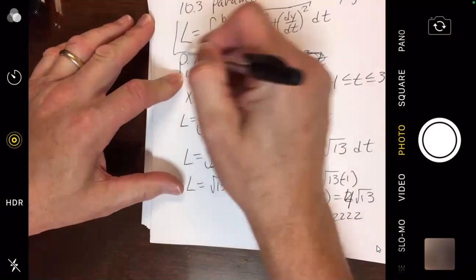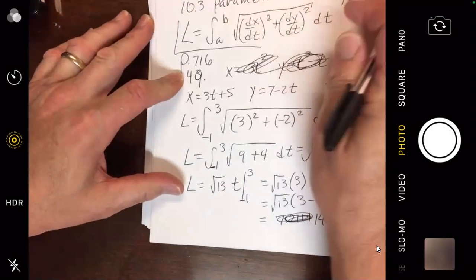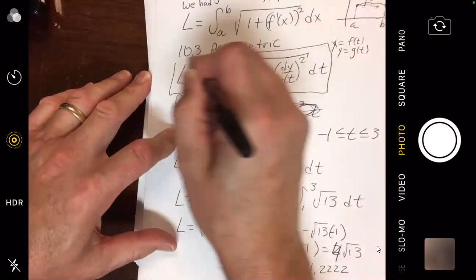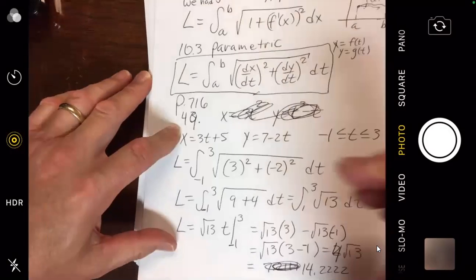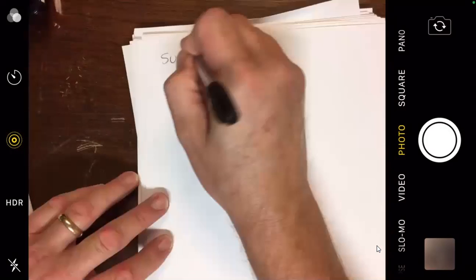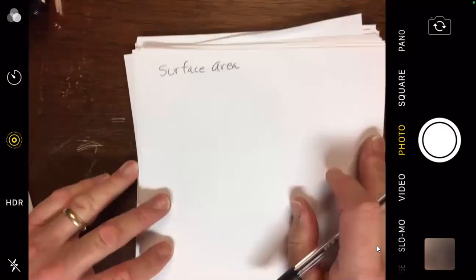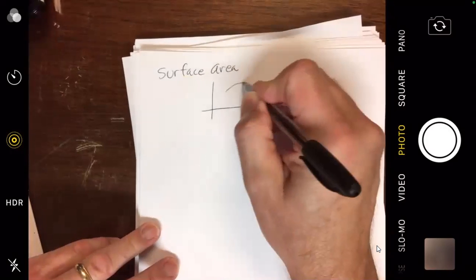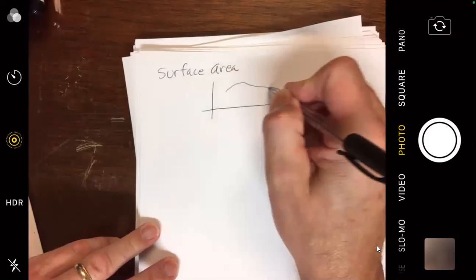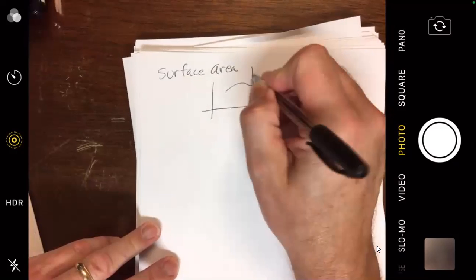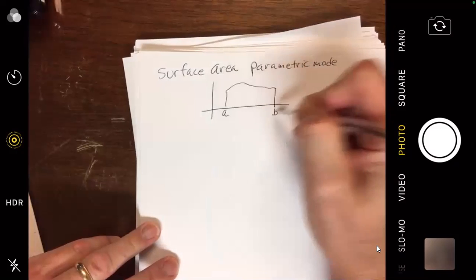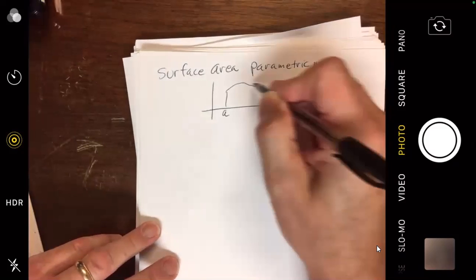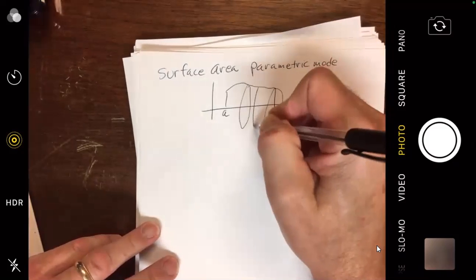But the important thing is to know this formula for arc length in parametric mode. All right, surface area. Okay, just really quick, parametric mode. Between an A and a B, the area of the surface. This is L, which is arc length.